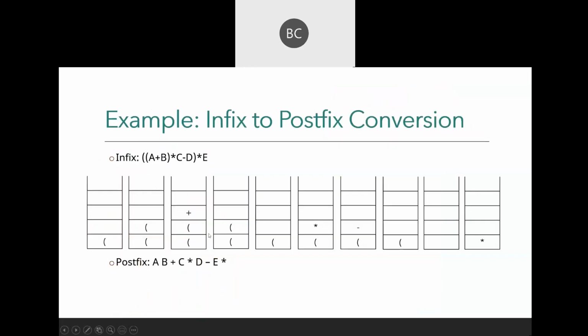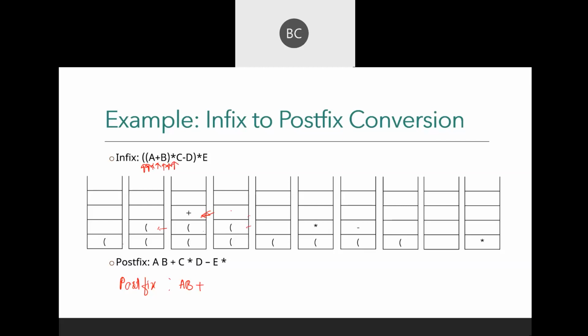Second time, see, here you can see it. From the first plus symbol, push it here. Next, this symbol, push it here. Next, A, you write A here. Next, plus sign, push it here. Next, you have B, write B here. Next, you have a right parenthesis. That means you need to pop, one by one. So write the plus sign here.